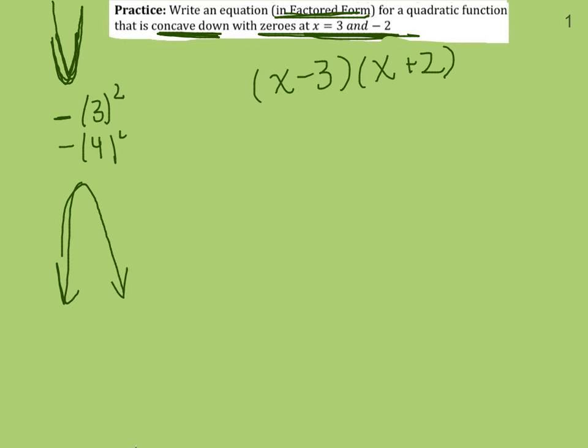The cave faces down. So since it's concave down, we know f of x equals negative of that. All you've got to do is put a negative in front. That's the answer. That's it.